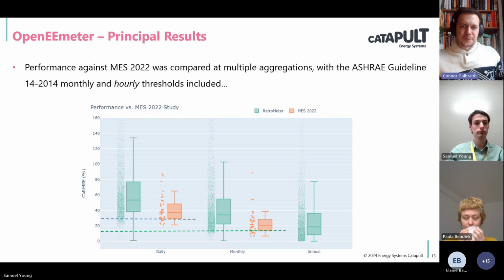Now, those familiar with the ASHRAE guidelines will know that the hourly acceptable error for that is around 30%, and at the monthly level it's around 15%. They don't stipulate a daily allowable error, but even if they did, and it fell somewhere between the hourly and the monthly guidelines, the performance of OpenEEMeter on this data set is well above what would be acceptable for real metered energy savings applications.